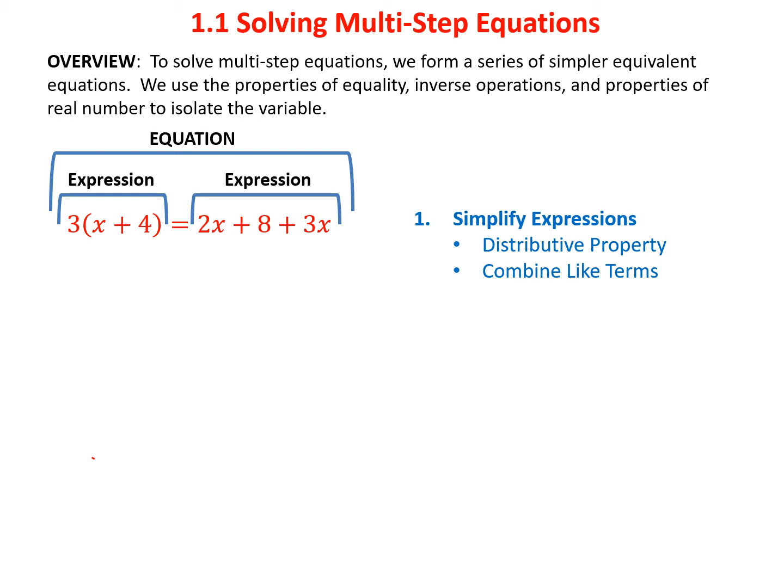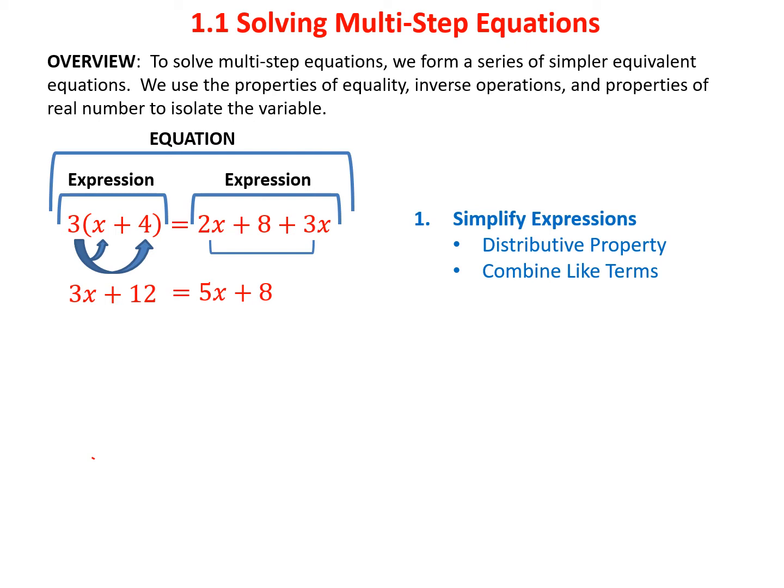Notice on the left side I have 3 times the quantity x plus 4. So I can use the distributive property to get rid of this grouping. So 3 times x and then 3 times 4 gives me 3x plus 12. On the right side, there's no distribution needed, but I notice that I have 2 terms that have the same variable, 2x and 3x, so I can combine like terms. 2x and 3x is 5x, and now I can say 3x plus 12 equals 5x plus 8.